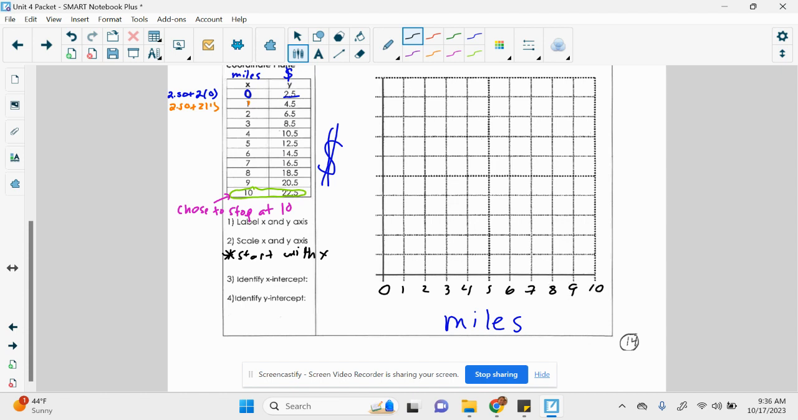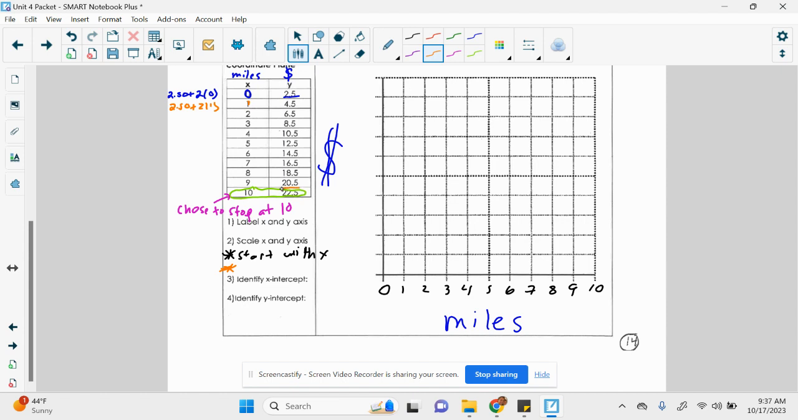Just like yesterday, you need to label your X and Y values. For me, I made my X values go by ones. I could have had them go by twos, threes, fours, but since these only go by ones and they go up to 10, I just had them go up to 10. Now, my Y's are extra. Notice my Y's all go up by the same amount. They're going up by twos, but they're kind of odd numbers.